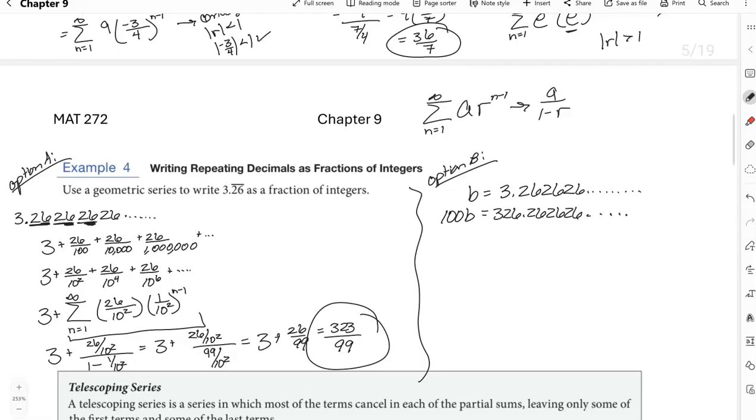And if I were to subtract all those decimals forever and ever, do you see how those decimals would just cancel right out forever? So I have b minus 100b, which is minus 99b, and then 3.2626 minus, put brackets around that, minus 326.26262626. The decimals are going to cancel. 3 minus 326 is 323.